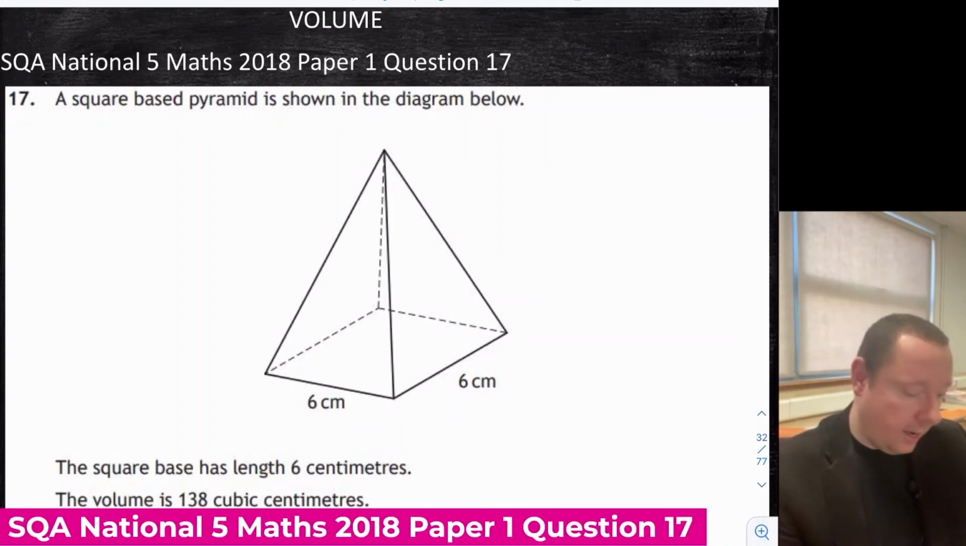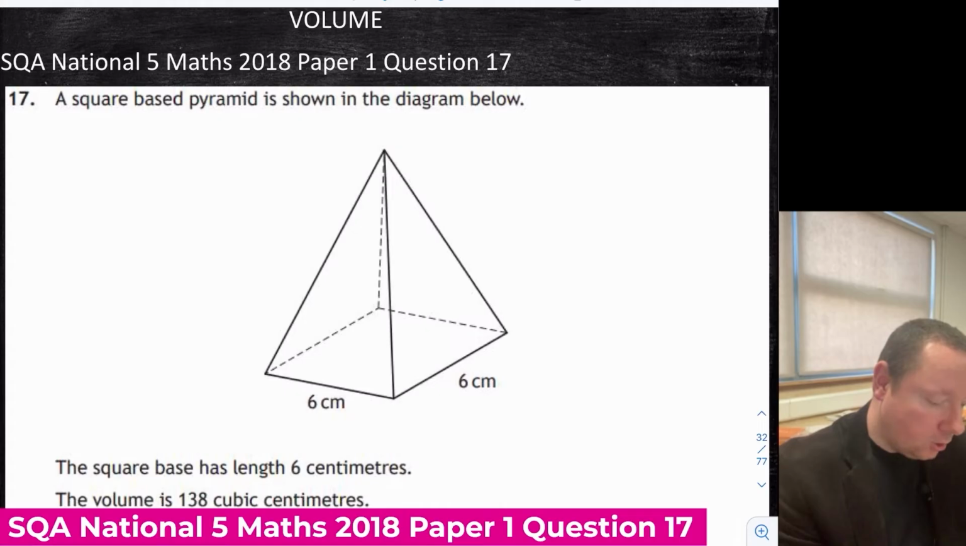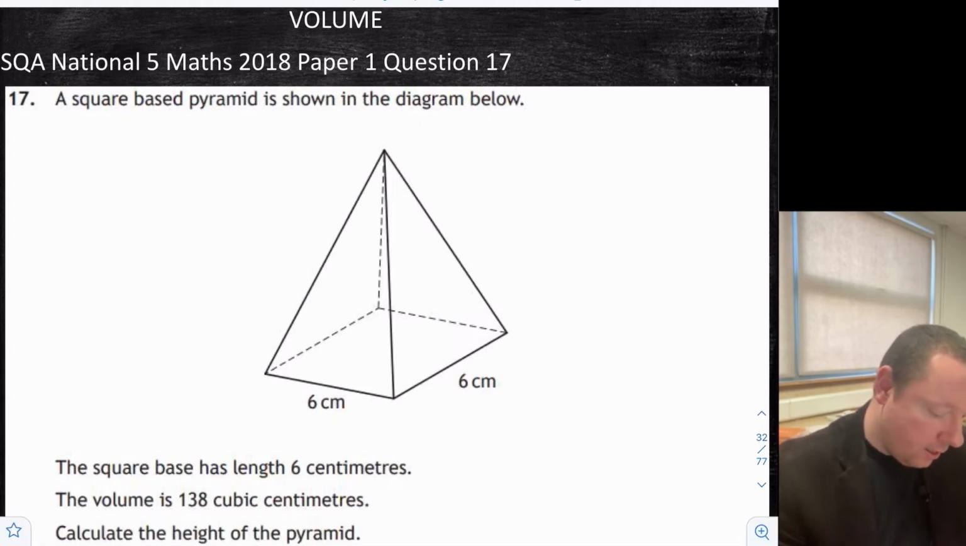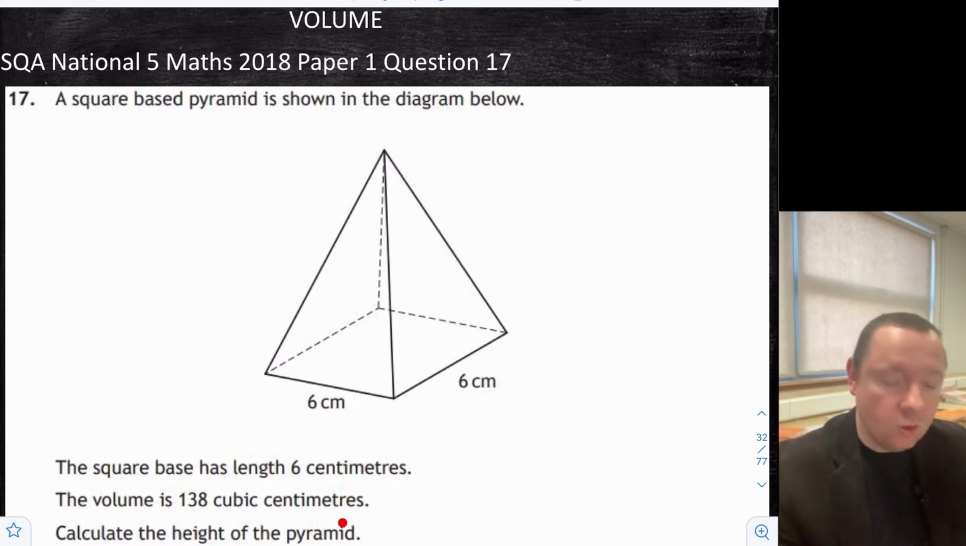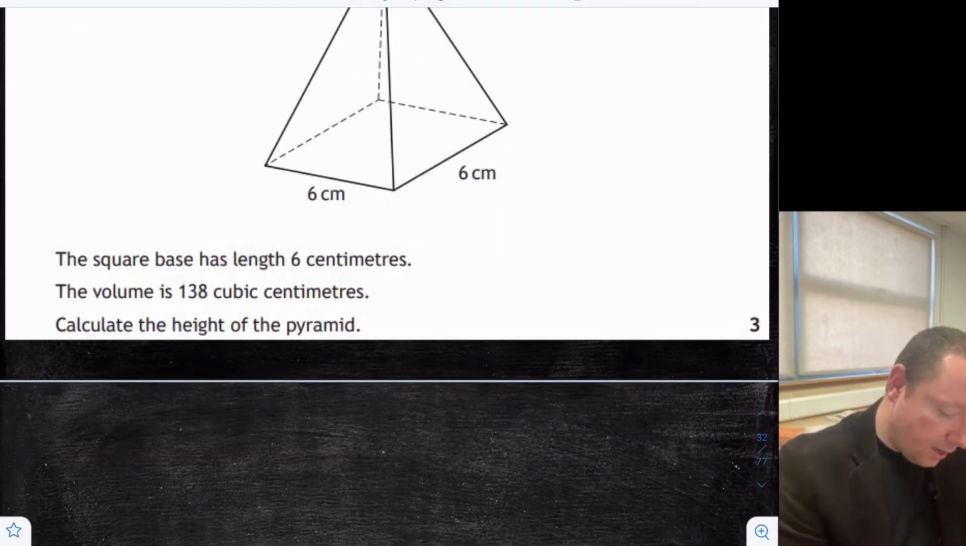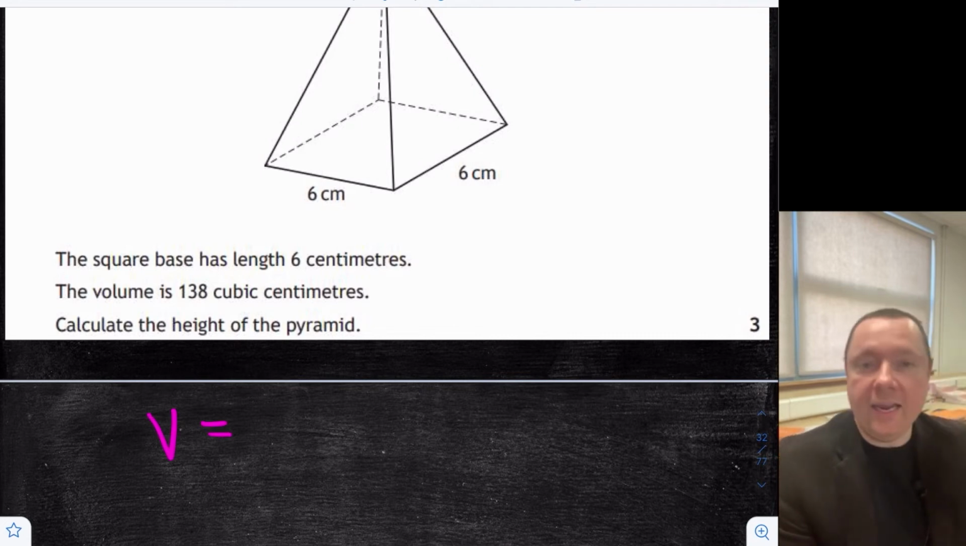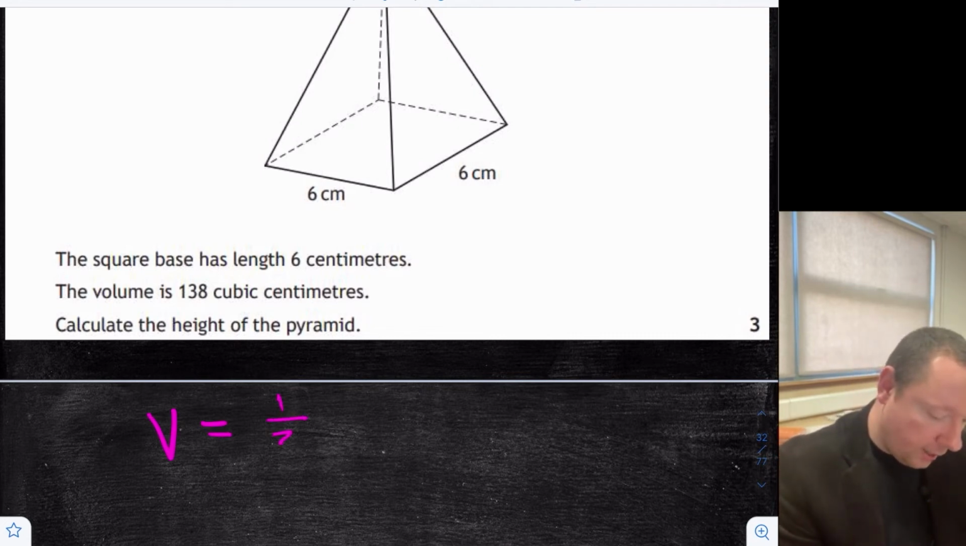Another volume question, SQA National 5 Maths 2018, Paper 1, Question 17 had this one. A square-based pyramid is shown in a diagram. The square has a base length of 6 and the volume is 138. Calculate the height. So this is a working backwards volume question. There's a few ways you could do this, but the method is always to write down my formula, then work backwards. From the start of the exam paper, the volume of a pyramid is 1/3 times the area times the height.